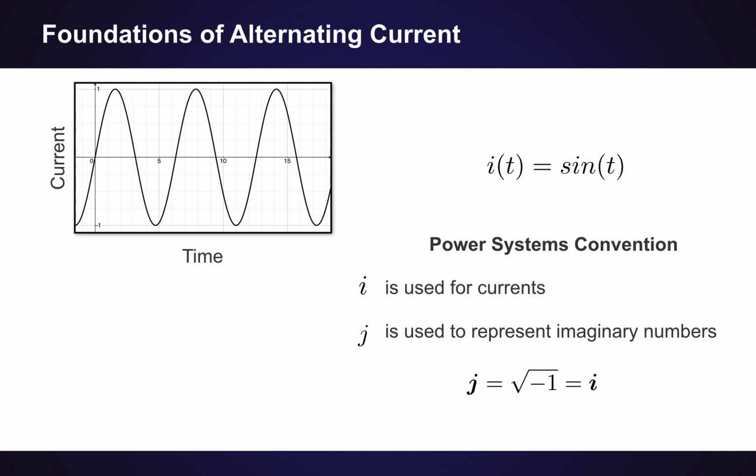So it's the I of time is equal to the sinus of that time. And the power system convention here, by the way, is that I is used to represent currents, whereas j is used to represent imaginary numbers. So j is essentially equal to the square root of -1.